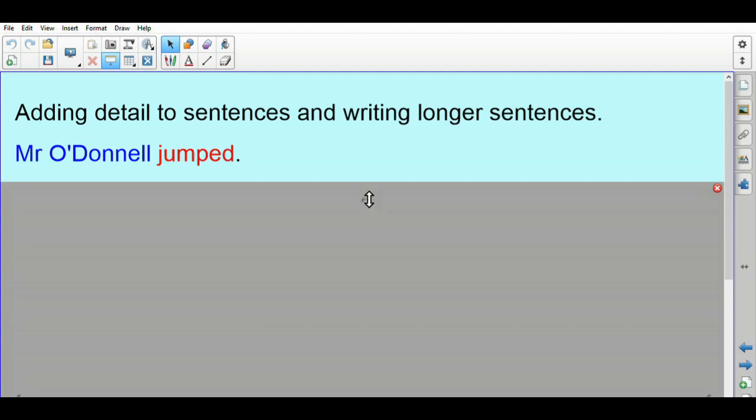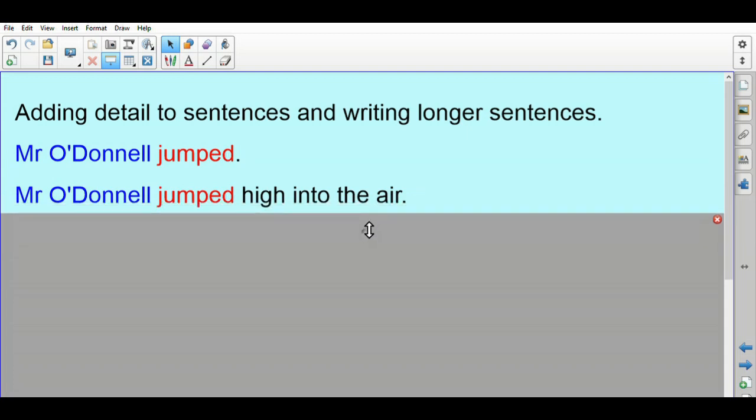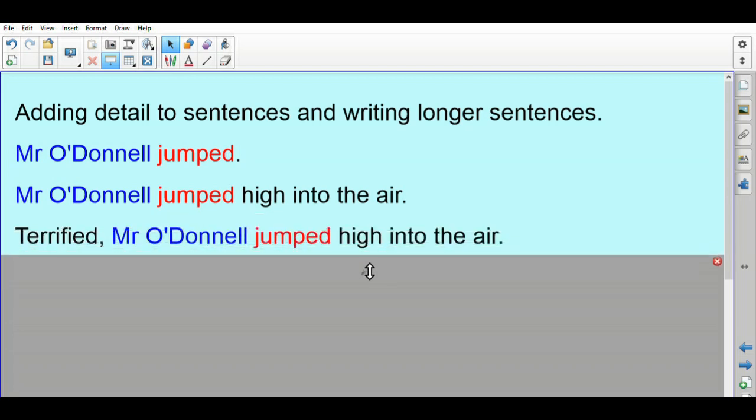So our first attempt is Mr. O'Donnell jumped high into the air. So I've added some more detail about how I jumped or where I jumped. So we often in school talk about something called tell me more. So a child or person will write a sentence and we ask them to tell me more about it. Tell me more about how they jumped. Tell me more about Mr. O'Donnell. So let's have a look at our next one.